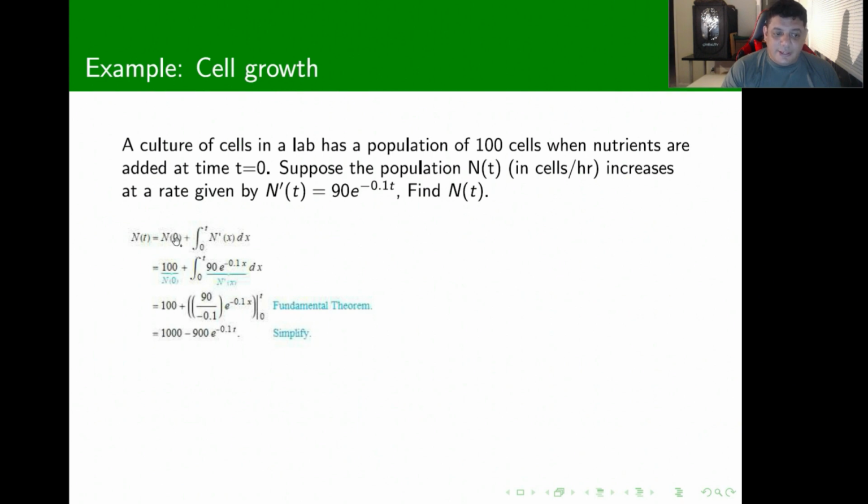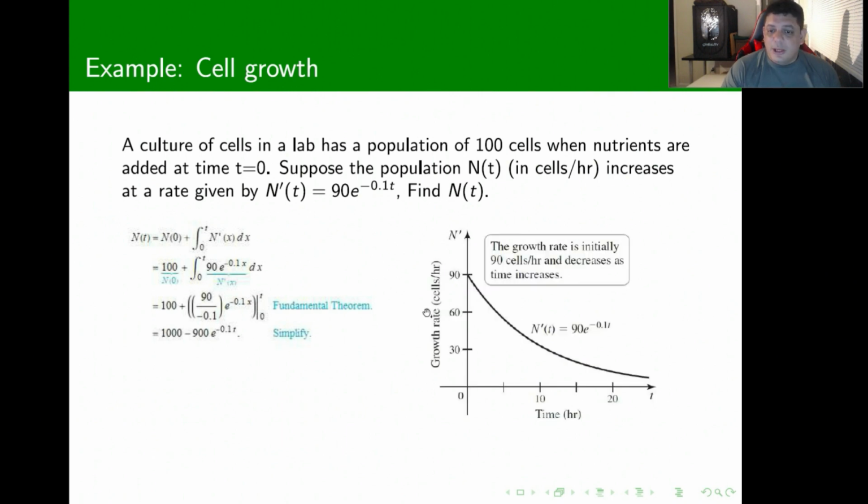Doing that, we have that N of t is going to be 100 plus 90 over minus 0.1 times e to the minus 0.1x between 0 and t, by the fundamental theorem of calculus. And simplifying that, this is just 1000 minus 900 e to the minus 0.1t. Notice that this growth rate is initially 90 cells per hour, and it's going to decrease as time increases until the point where the growth rate stabilizes at a rate close to 0.